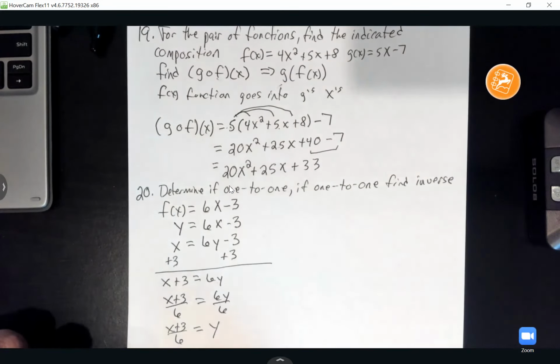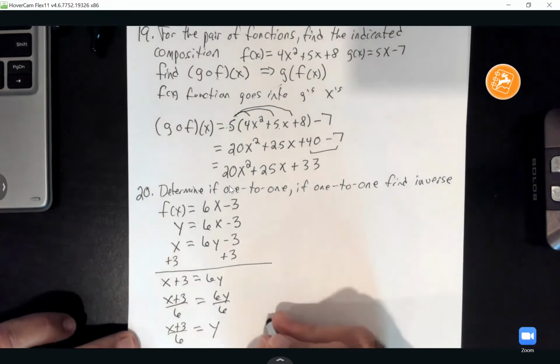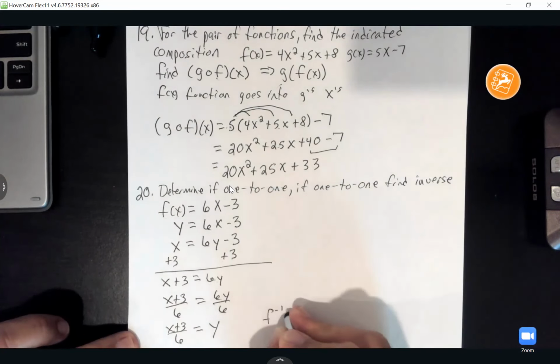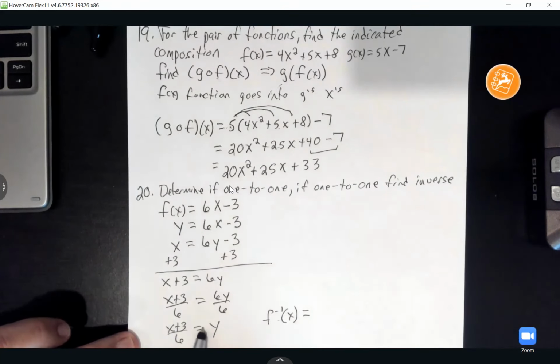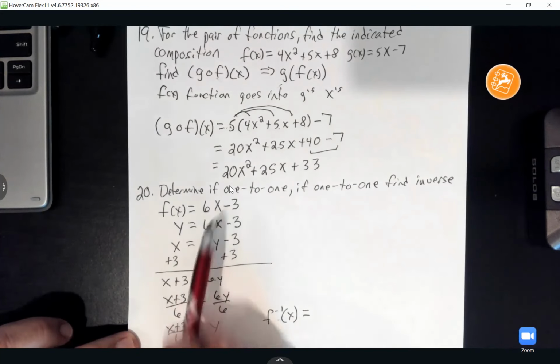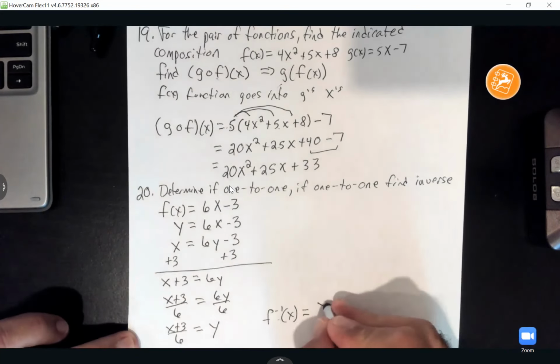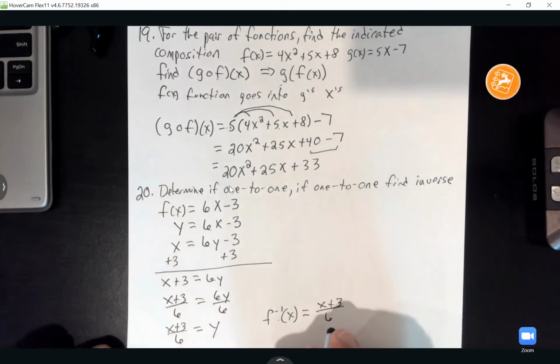Now remember, officially, f of x, we'd change it to the f inverse of x. So remember, it has that little -1 by it, letting us know that it's the inverse equation. And then this was my actual function equation. So what do we get? A, x plus 3 over 6.